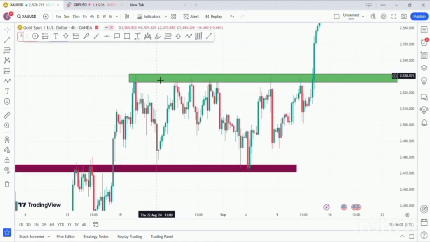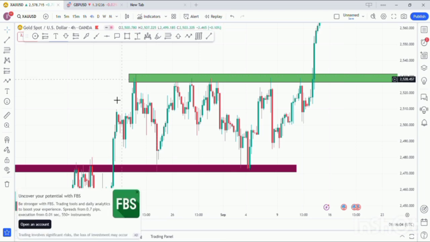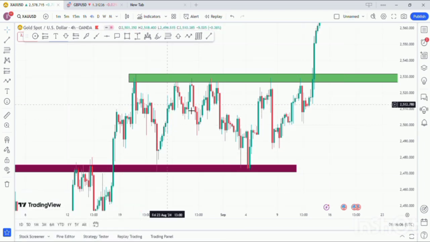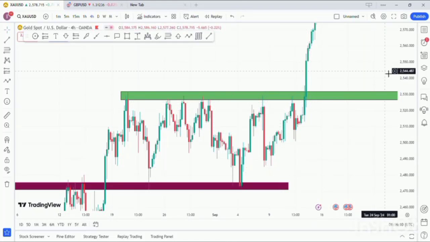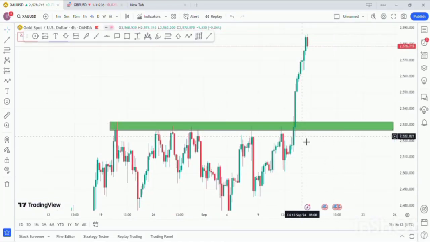If you followed us for our last week forecast, you will remember that price was ranging in between these two zones, so we were looking out for a breakout, of which price just did right here. We're breaking out of this resistance zone right here.